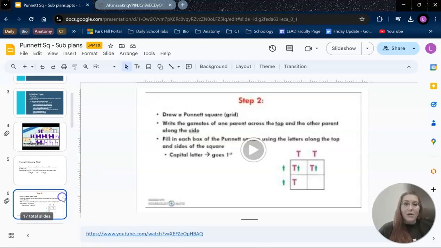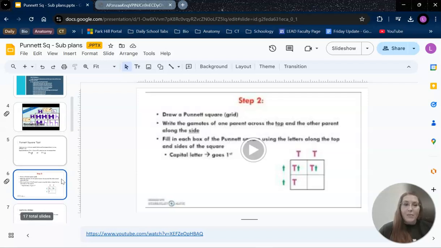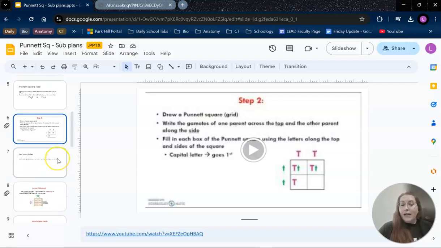Okay, next you are going to watch a video of me explaining how to do Punnett squares. It's pretty straightforward. Take notes on your piece of paper, page 3 in your packet, and then when you get done, you will fill out page 4.